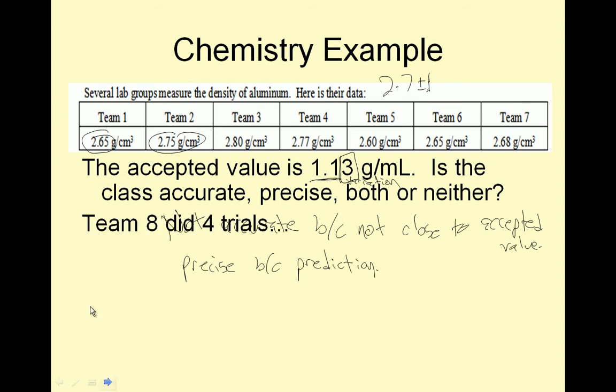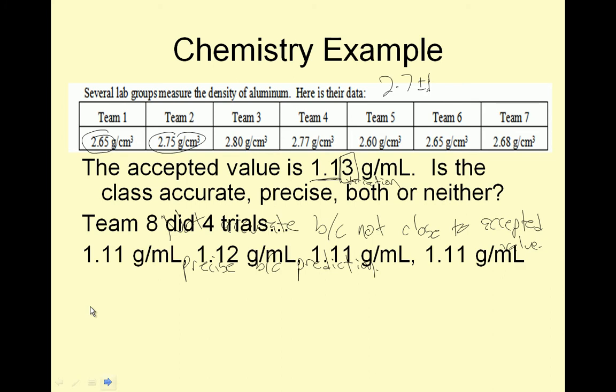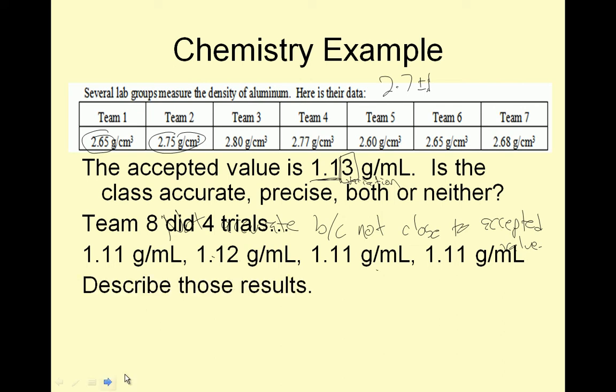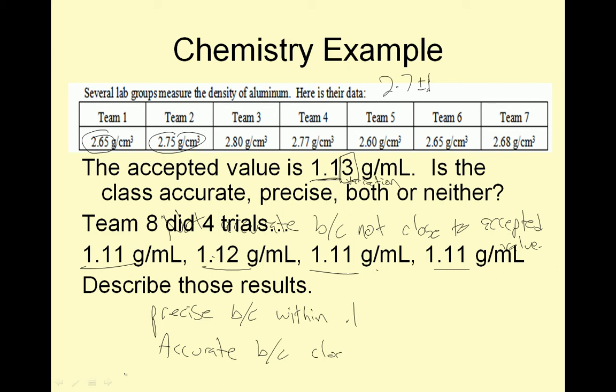Okay. Team 8 did 4 trials, so this is just Team 8. And these are the numbers that they got. Describe those results. Okay, so 1.11, 1.12, 1.11, 1.12. So it is precise, it is predictable, because within 0.1, and it is accurate, because close to, what do we look for, 1.13.